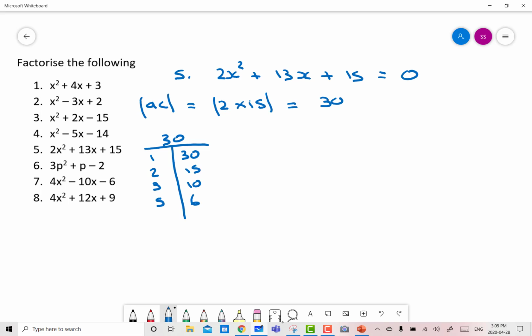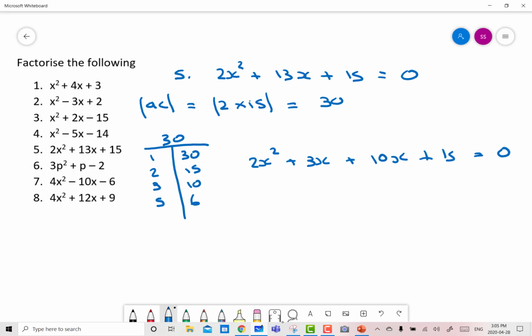So which pair of those can I use to give me plus 13? Well, what if I had the 3x and the 10x? That's going to give me plus 13, so I'm going to pick on that pair. So my expanded form will be 2x squared plus 3x plus 10x plus 15 equals 0.